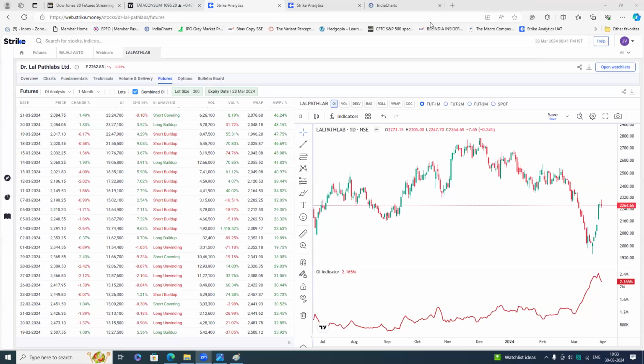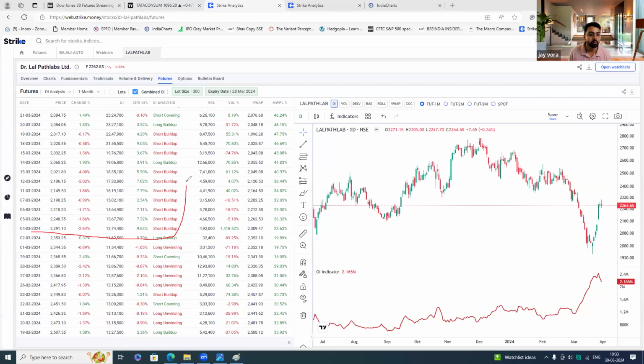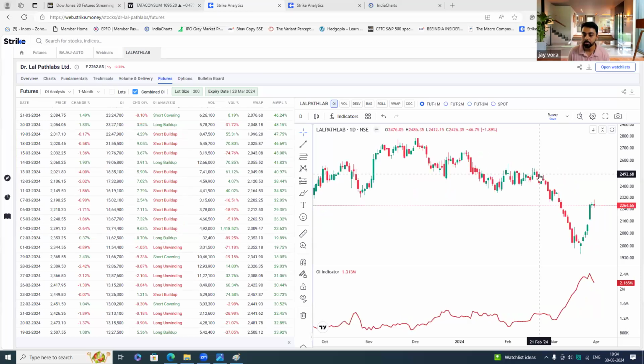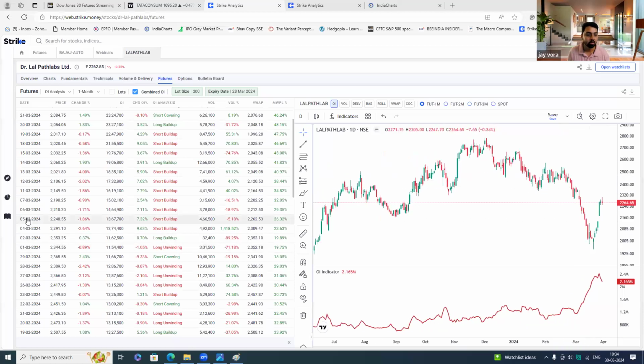Yeah, yeah. So basically, see, what I was trying to say is that there was maximum short positions that you saw in Lalpath Labs, building around this point. Okay. So basically, the starting point was somewhere around, sorry, 2,291. So over here the date was 4th of March. So it was basically from this point.